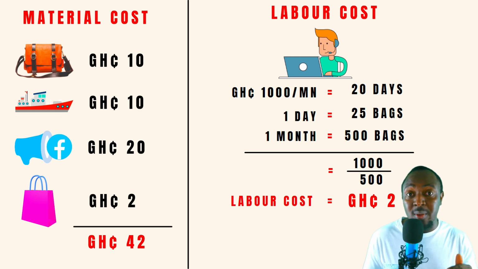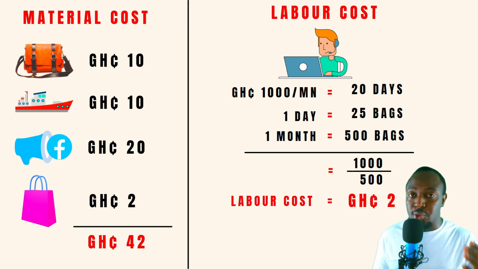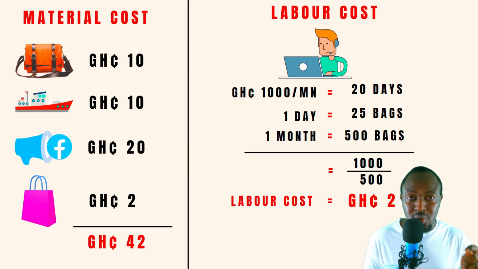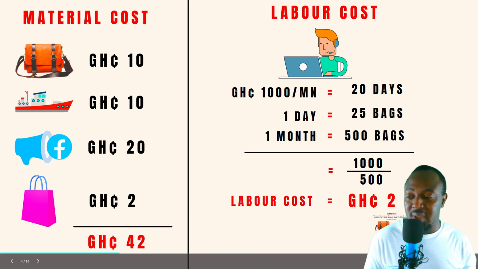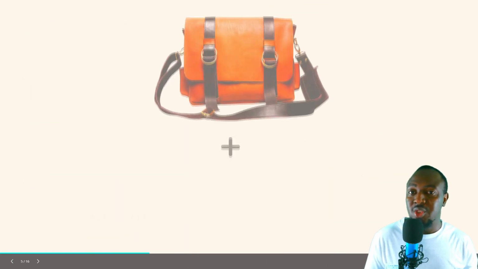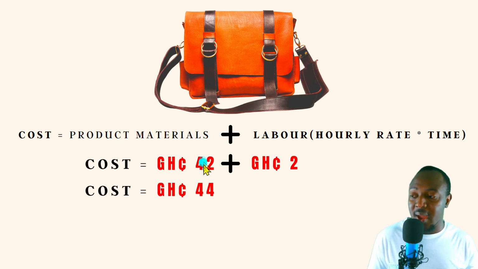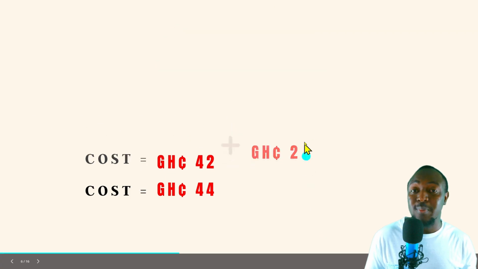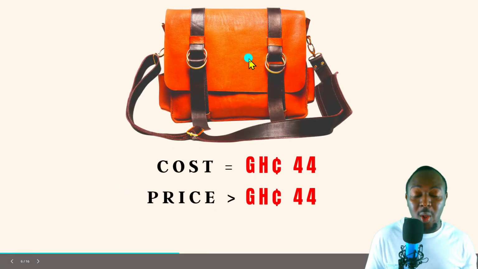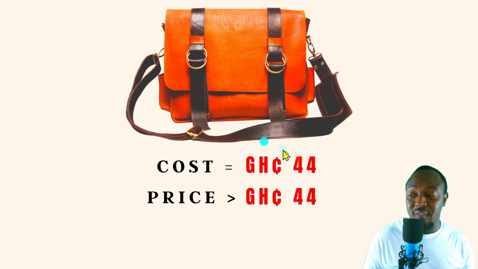It's really easy. Now if you're a business person, you need to know your numbers. When you don't know your numbers, I don't know why you are in business. You need to know how much it costs you to sell each product, including your material cost and your labor cost. The material cost is 42 cedis and the labor cost is 2 cedis per bag, so your total cost is 44 Ghana cedis. This means the complete bag costs you 44 cedis.